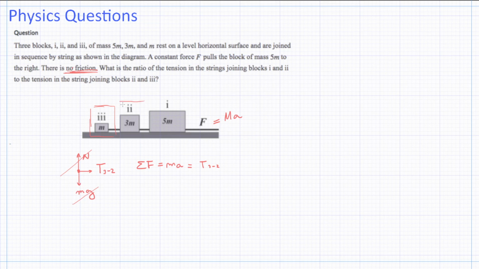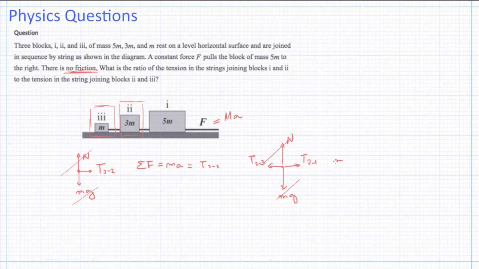Now we can do the same thing for the second block. If we draw the free body diagram for the second block, again we will have some gravity and normal force, however they're going to cancel out because the block's not moving up or down. There will be some acceleration forward, and some tension here. I'll call it T2,1, and here I'll call it T2,3. It's the opposite of that one. It should have the same magnitude, but opposite direction.